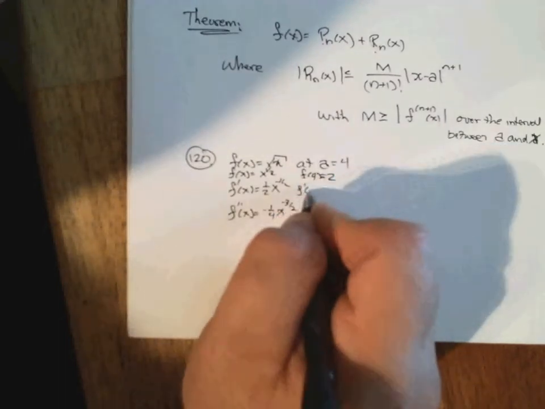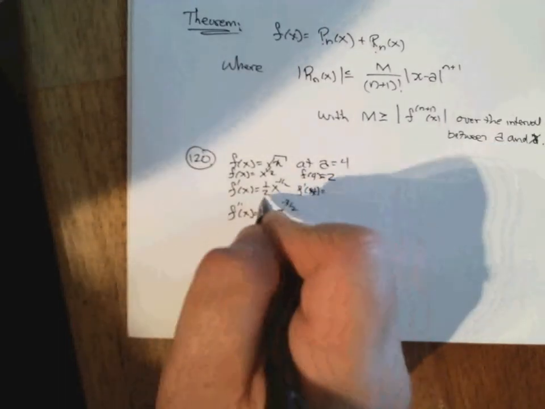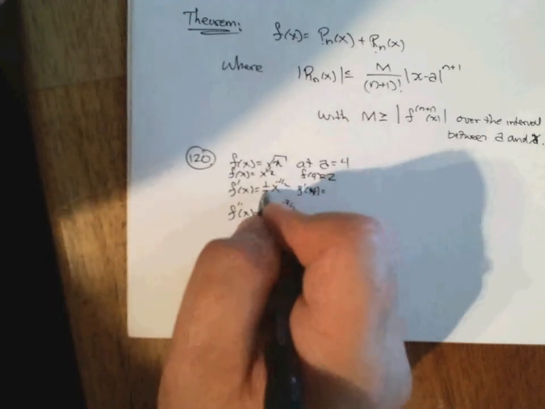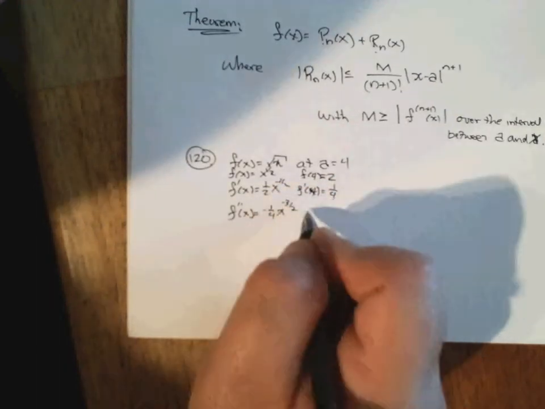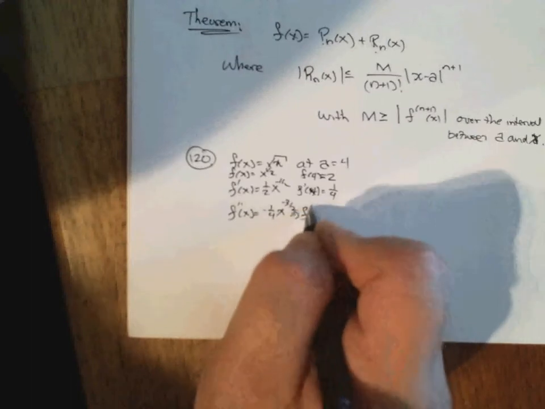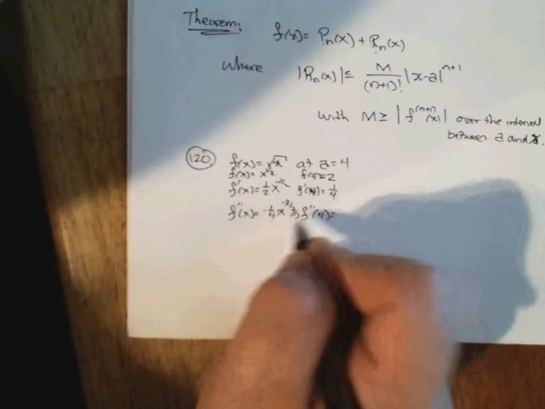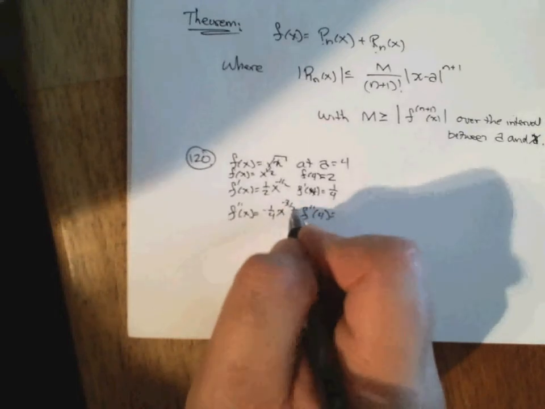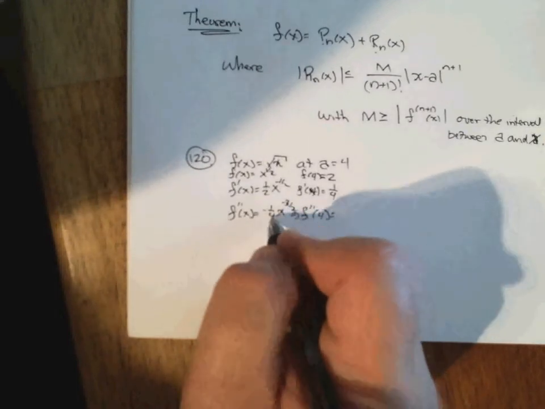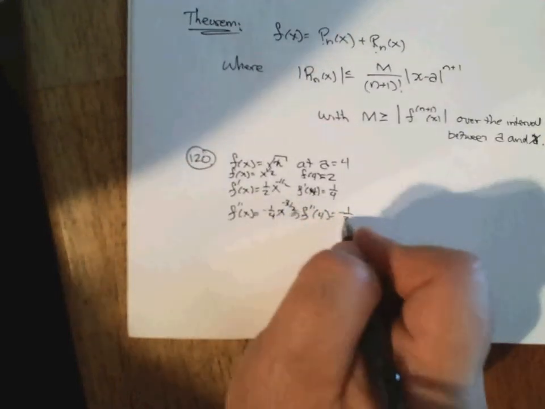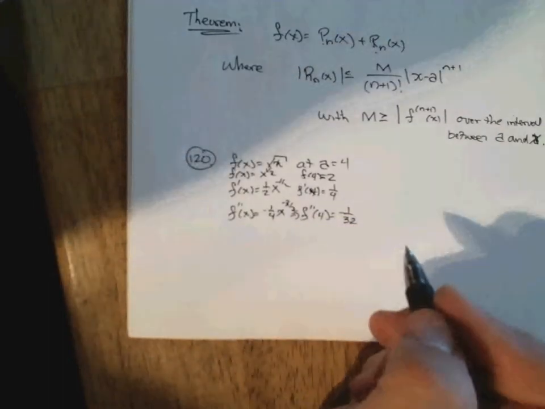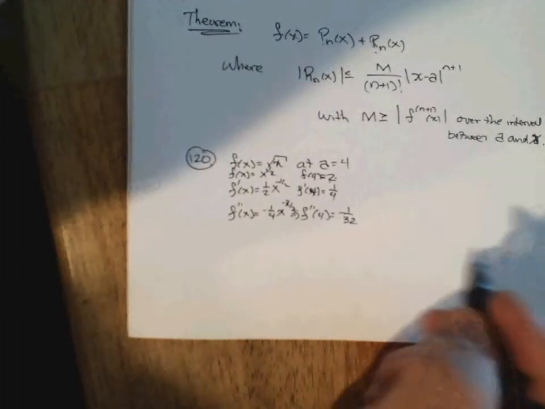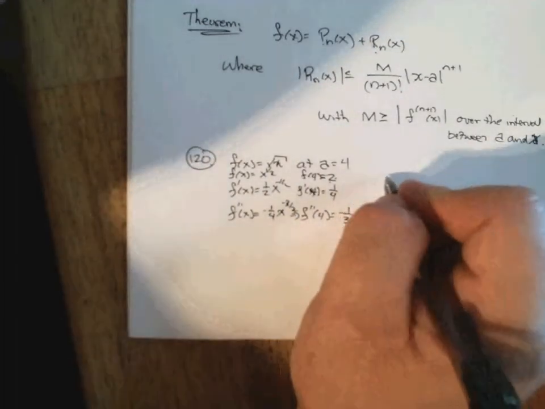4 to the half is 2. The first derivative evaluated at 4, that's 4 to the negative a half, which is a half, times a half is a fourth. And then second derivative evaluated at 4. Okay, 4 to the negative 3 halves. Well, the square root of 4 is 2, to the negative 3 is 1/8, times a negative 1/4 is a negative 1/32. So there's your f prime, and your f double prime.